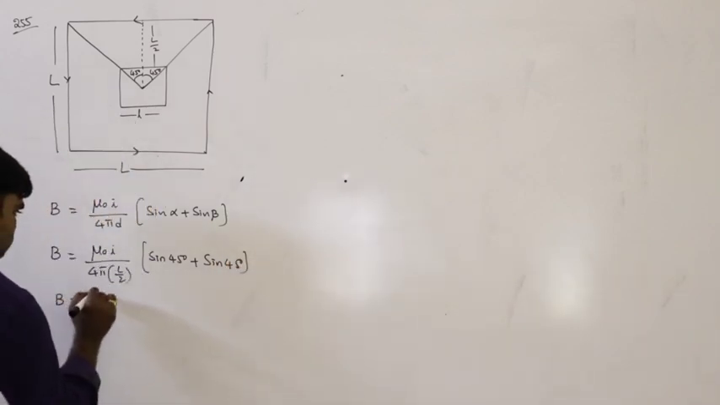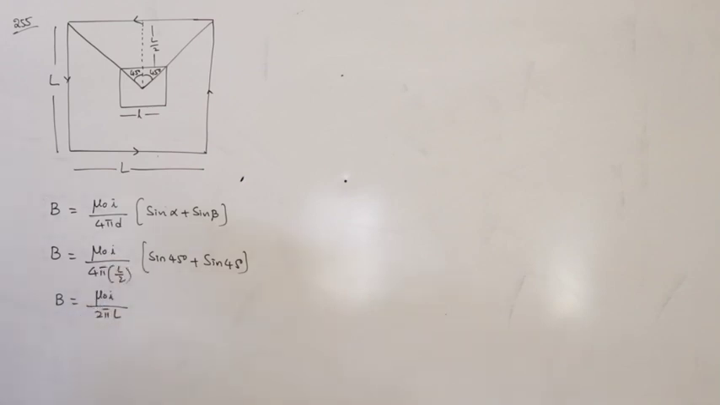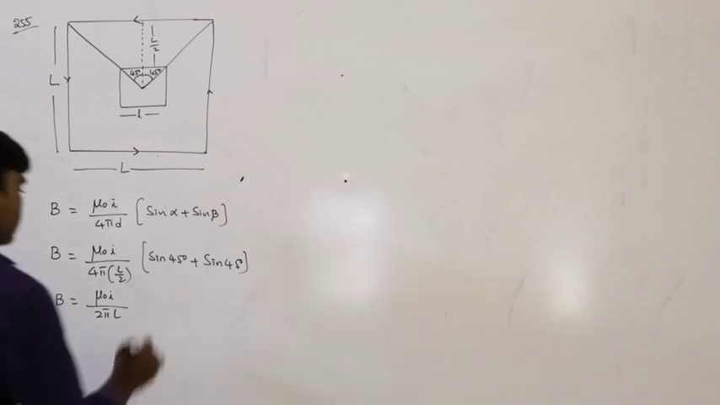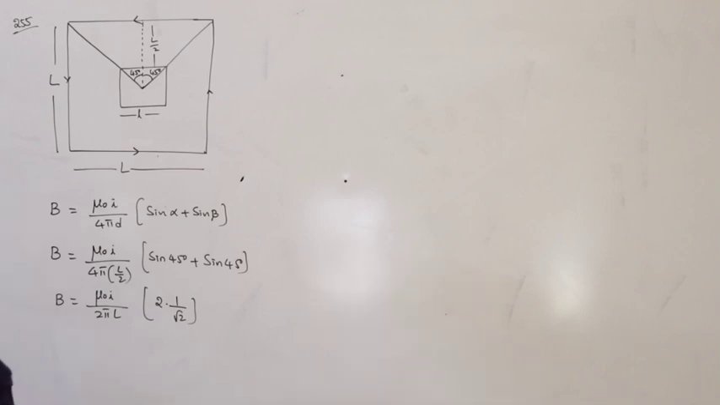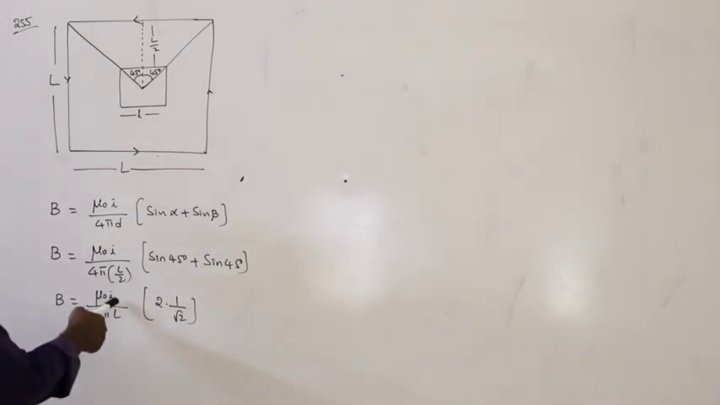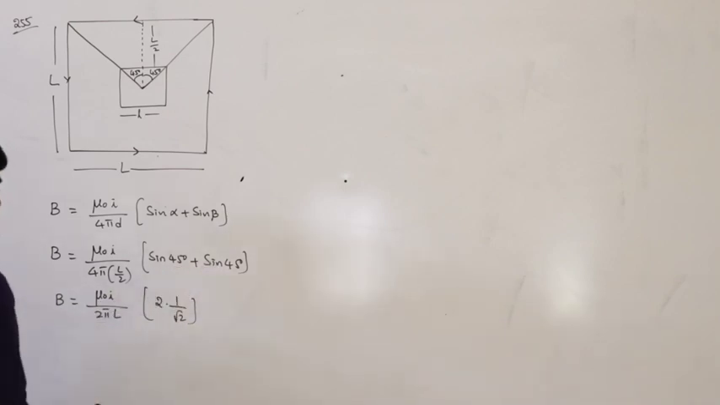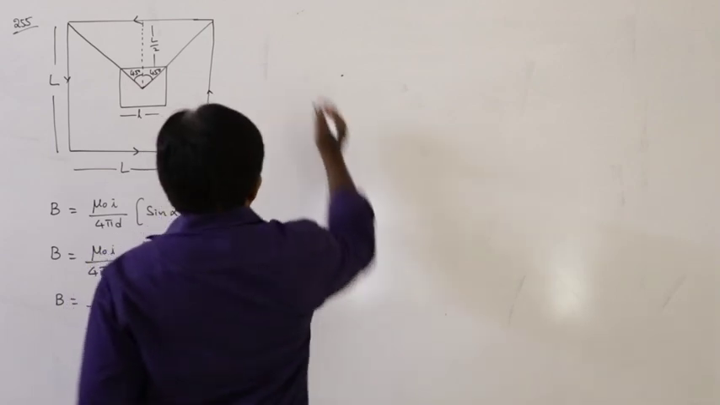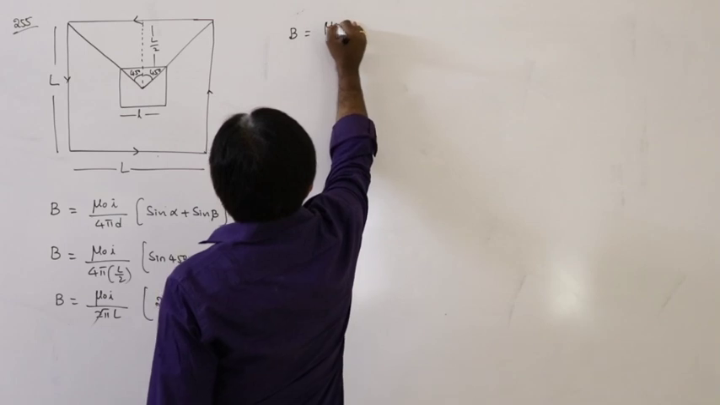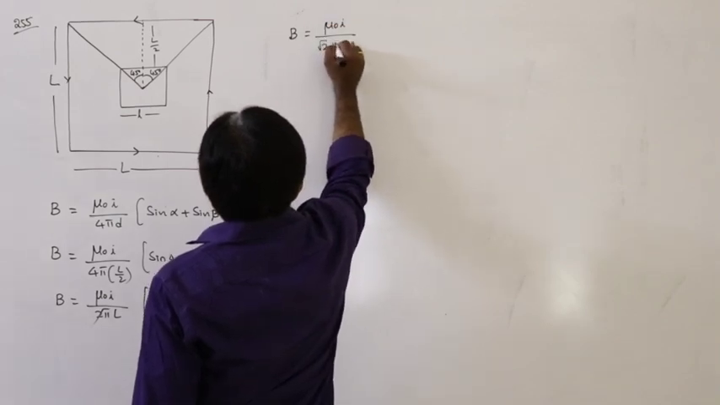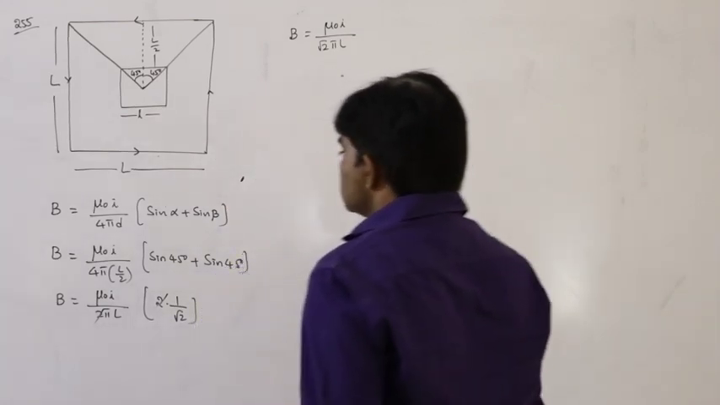So B is equal to mu naught I by 2 pi L into sin 45 plus sin 45, that is 2 into 1 by root 2. This 2 also gets cancelled. So then the magnetic field developed is equal to mu naught I by root 2 pi L, capital L. So that is the magnetic field.